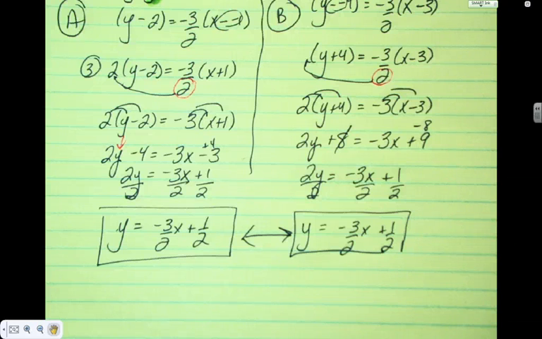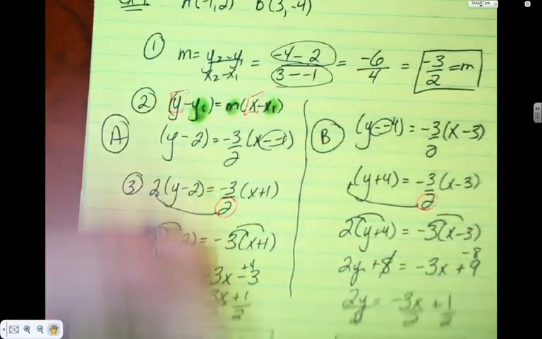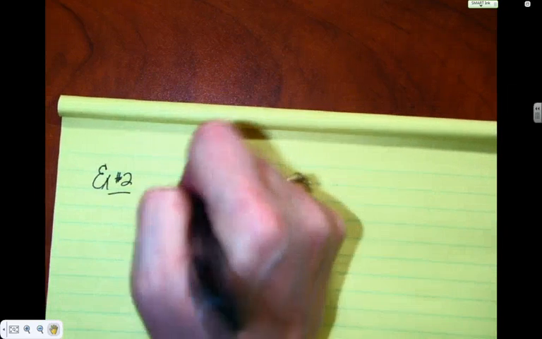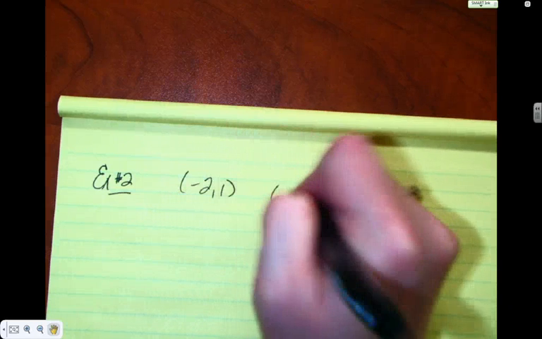Step 1 is finding slope. Step 2 is using that new formula from today. Step 3 is isolating y. That's it every single time. Example 2. This time we've got the points negative 2, 1 and 5, 6.